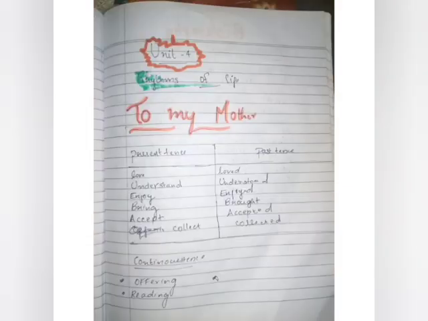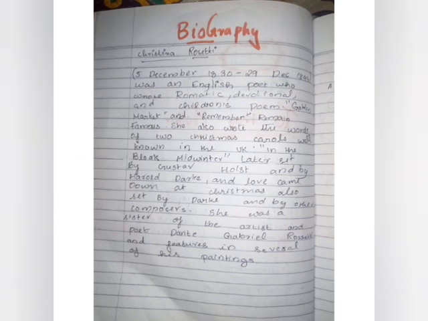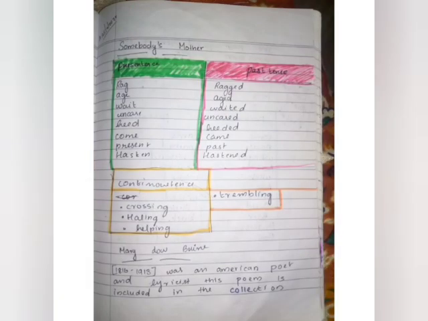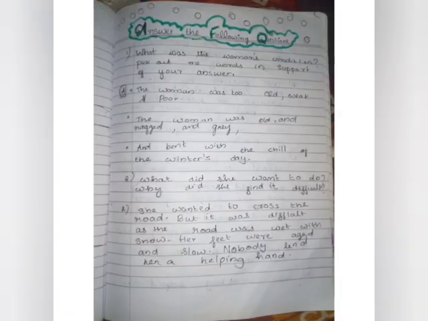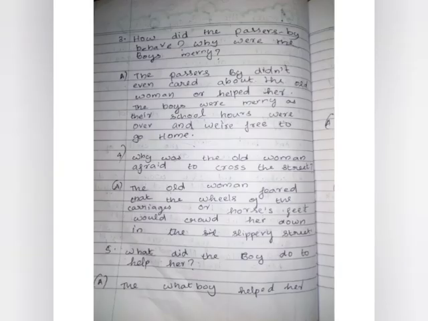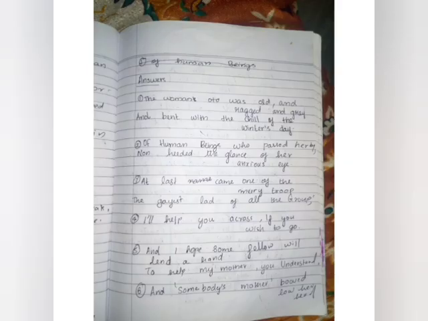Unit 4, Rhythms of Life, To My Mother, past tense, present tense and continuous tense, biography of Christina Rossetti. These are my textual question answers. Activities and extra activities. Somebody's Mother, I mark past tense, present tense and continuous tense. And answer the following questions. These are the activities and extra activities.